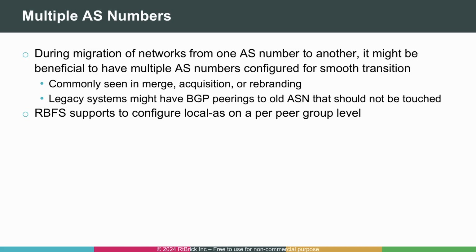RBFS lets you configure a secondary AS number at the peer group level. This allows the router to appear as part of a secondary autonomous system to external peers. However, this must be done carefully, as misconfigurations can lead to routing loops.